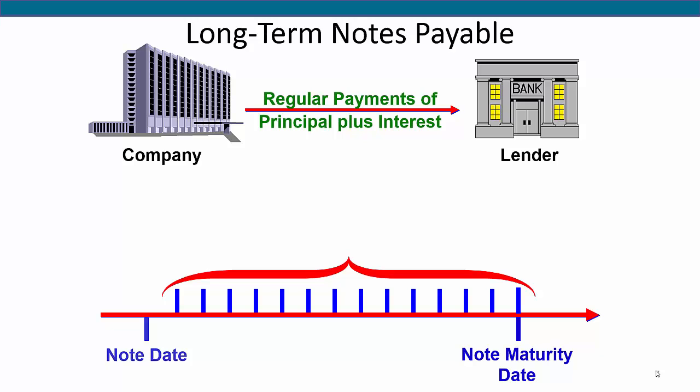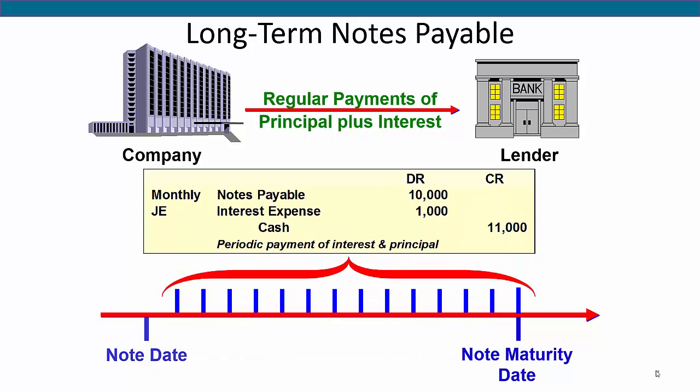Other notes require regular payments during the note term. We call these notes installment notes because our payments are made in regular installments. In some cases, the regular payments consist of equal payments that include both principal and interest payments. Most car loans and mortgage loans are like this. The payment is the same every month and consists of interest and some principal payment.